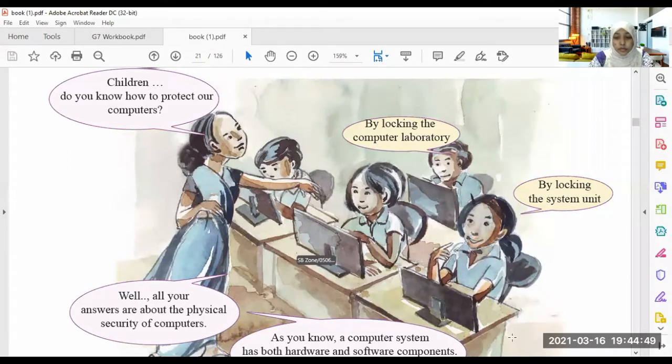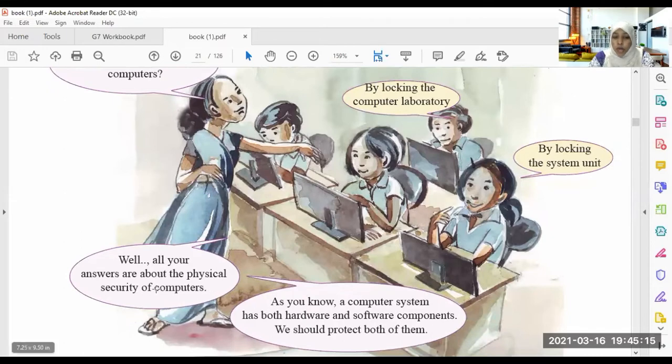Children, do you know how to protect our computers? One of them said, by locking the computer laboratory. Yeah, we can protect the computer, right? By locking the computer laboratory. Another one said, by locking the system unit. We can also lock the system unit.